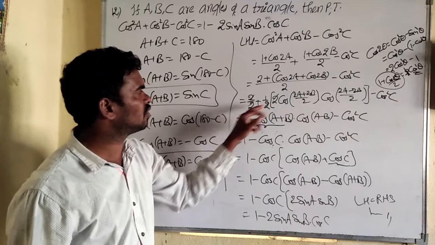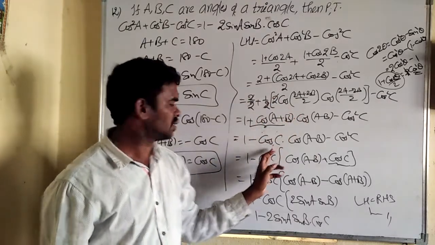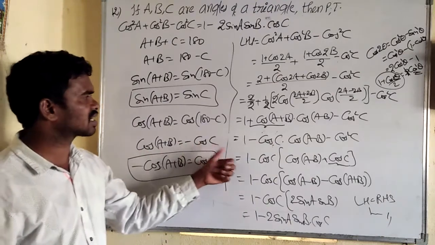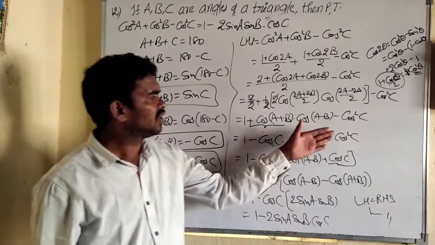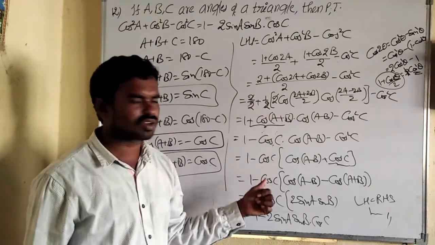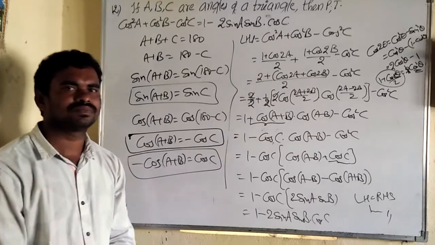And 2 by 2 and by 2. So the 2s cancel nothing. And cos of (a plus b) means minus cos c. By using cos of (a plus b) means minus cos c, I applied it. So this one I used. And from the remaining, take minus cos c out common. With the remaining steps we got the answer. Let us see the next problem.